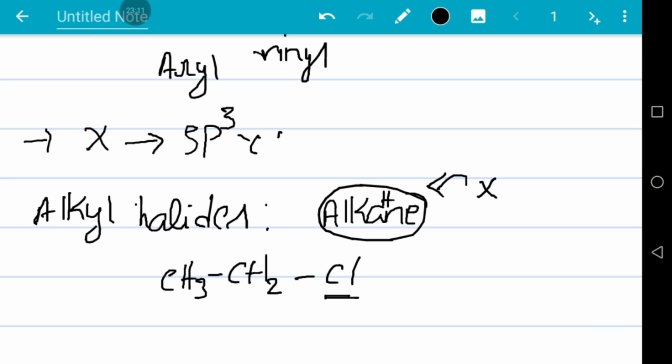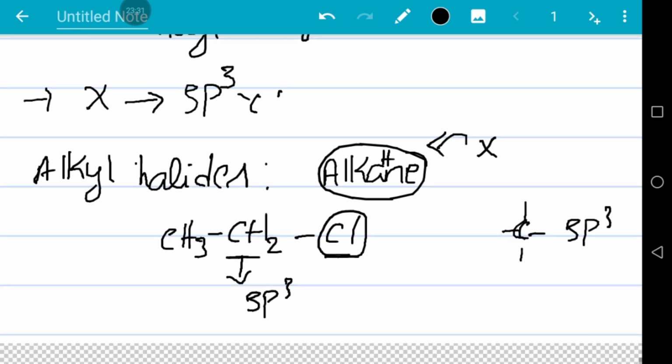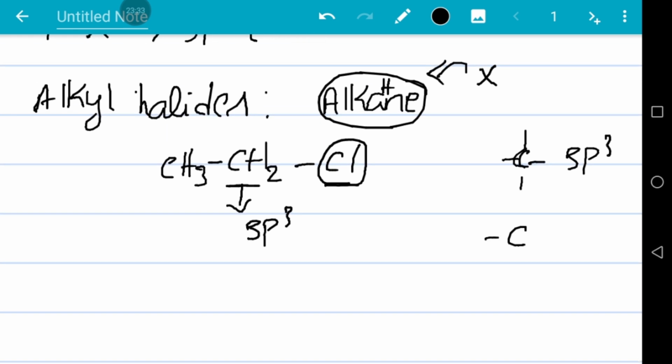Now, Cl, the halogen, is attached to this carbon. Which hybridized carbon is this? This is an sp3 hybridized carbon. Why? To check whether it is sp3, sp2 or sp: if around the carbon all four are single bonds, then this carbon belongs to sp3 hybridization. Next, if a double bond is around the carbon, then this carbon is sp2 hybridized. If a triple bond is around this carbon, that is an sp hybridized carbon. So now halogen is attached to this carbon.